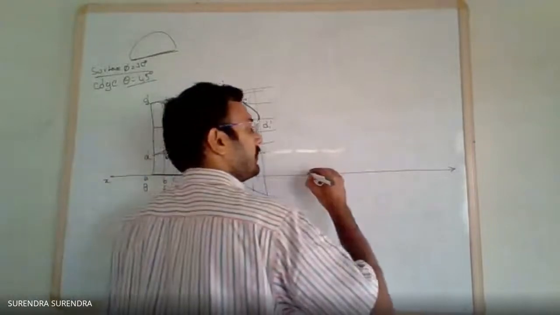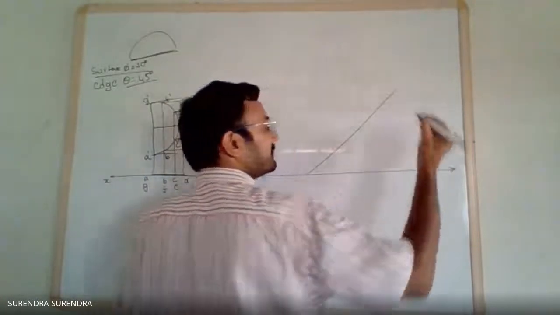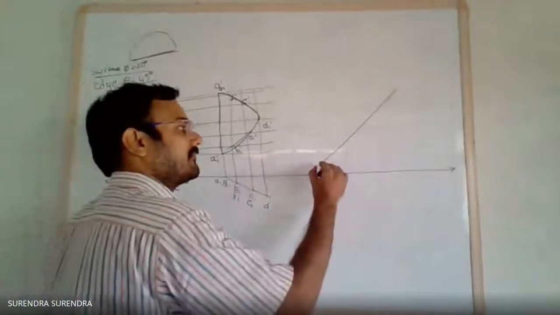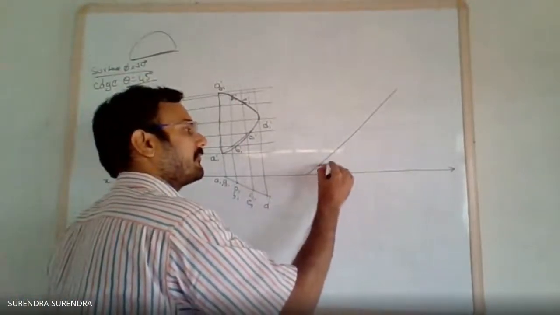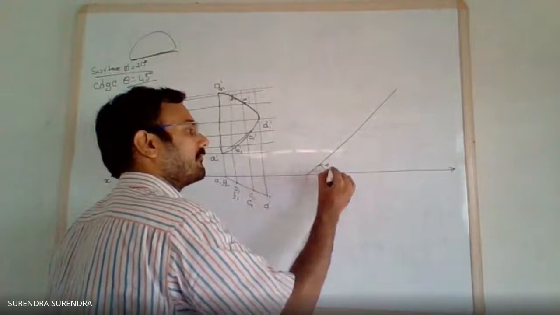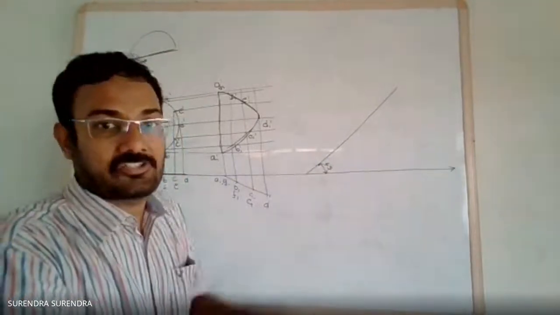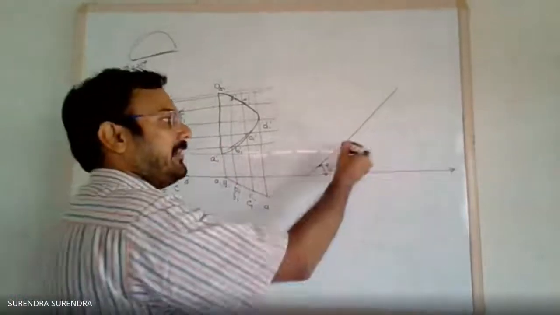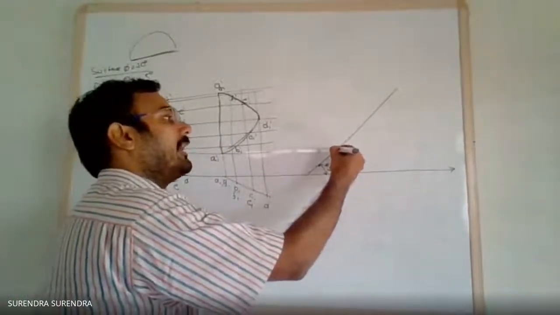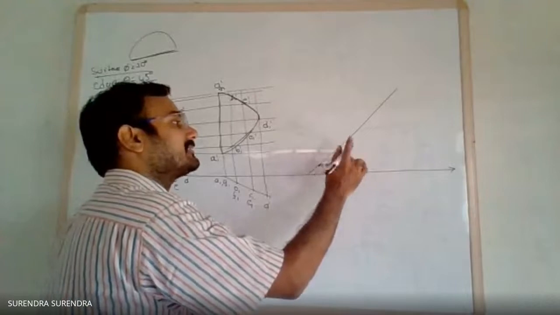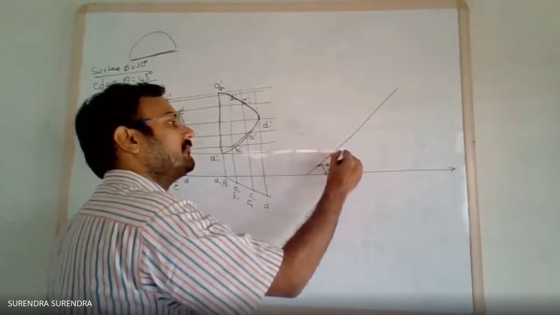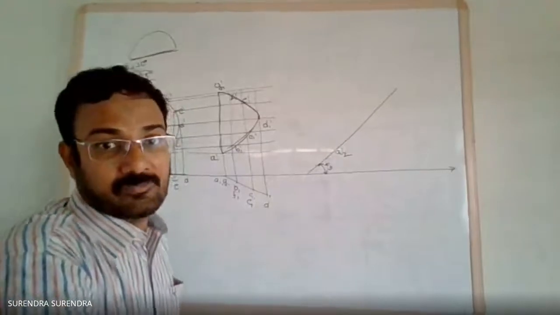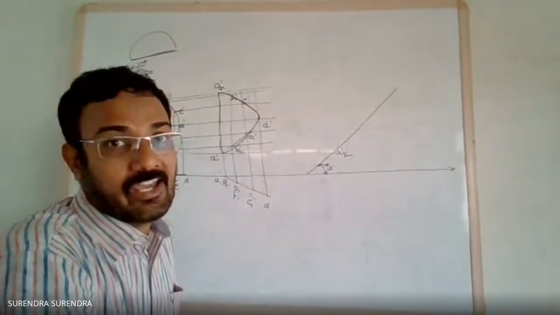First, draw a 45 degrees inclination line. On this 45 degrees inclination line, at some random distance from the XY line, maybe 2 to 3 centimeters, mark a point and name it A2 dash.